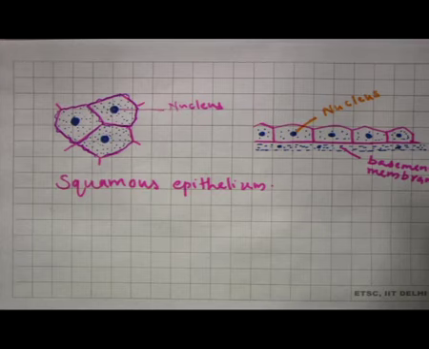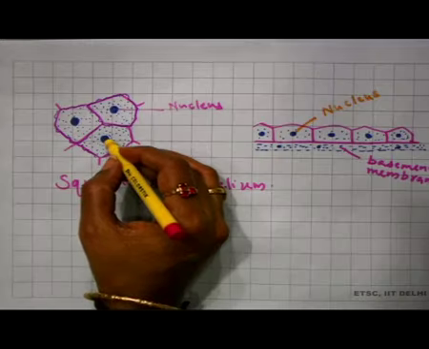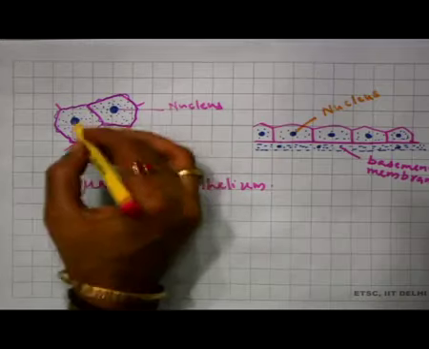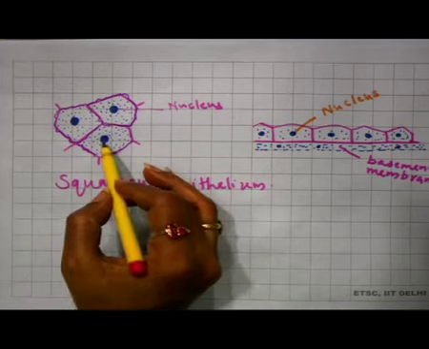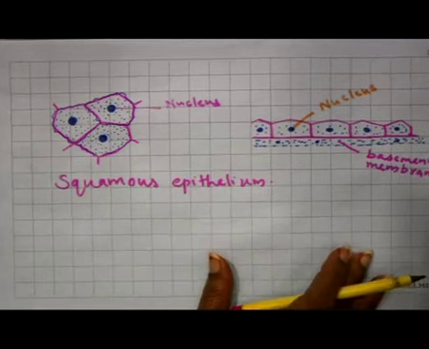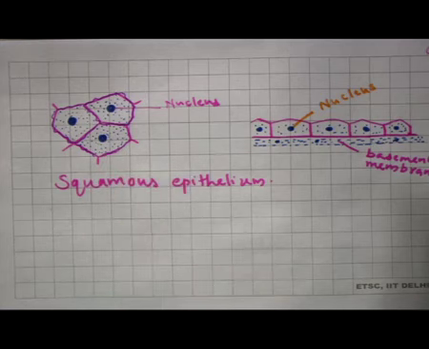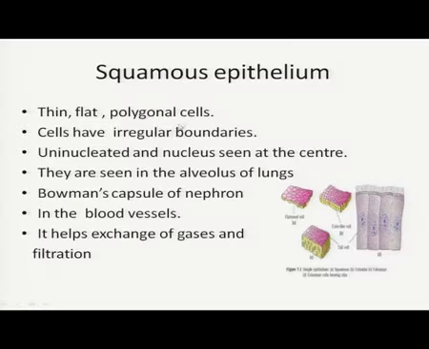And see how many nuclei are in these tissues normally? It has only one nucleus at the center. That means again it is uninucleated. And regarding its position, you can see the nucleus exactly at the center. So, they are thin, flat and polygonal cells. Cells have irregular boundaries. They are uninucleated and the nucleus is seen exactly at the center.